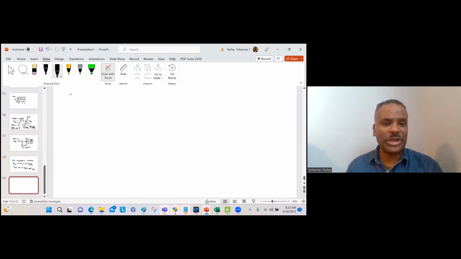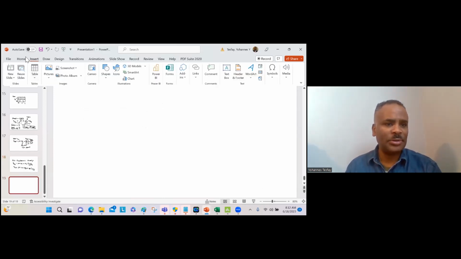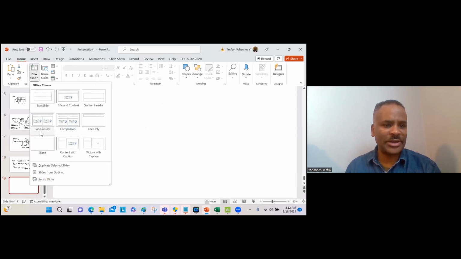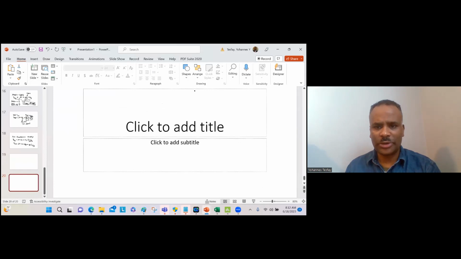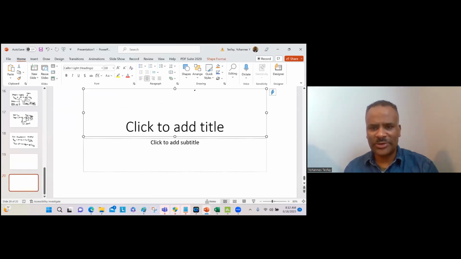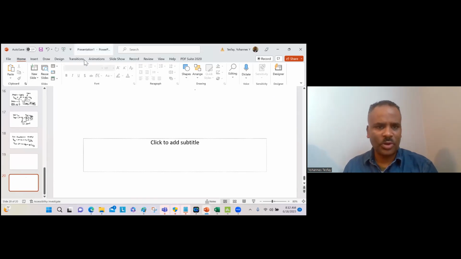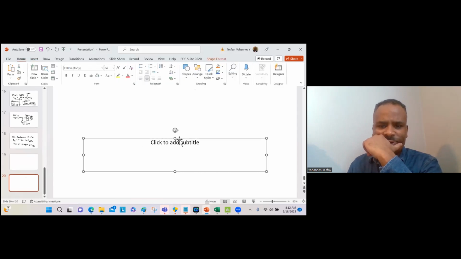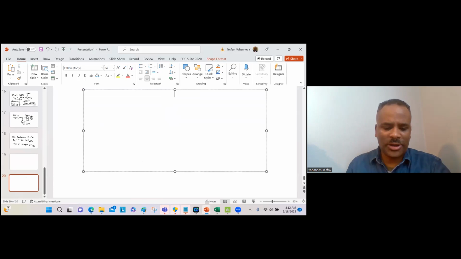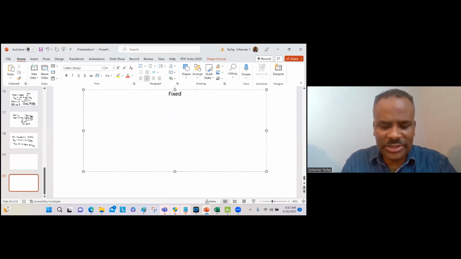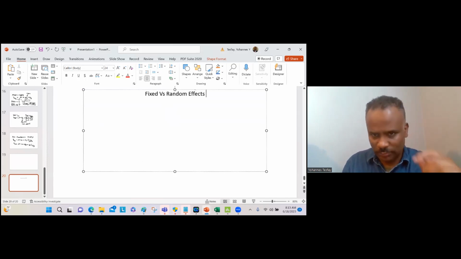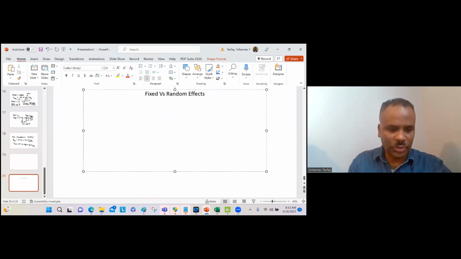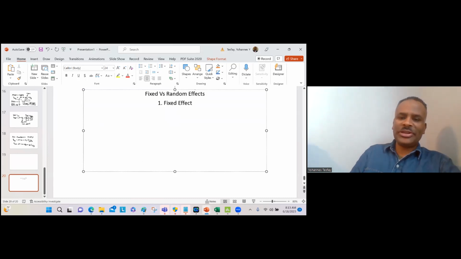So here, we're gonna study about fixed effects and random effects. We're gonna talk about what a fixed effect and a random effect are. Okay? We're gonna discuss about that. Here, fixed versus random effects. So one was a fixed effect. Fixed effect.